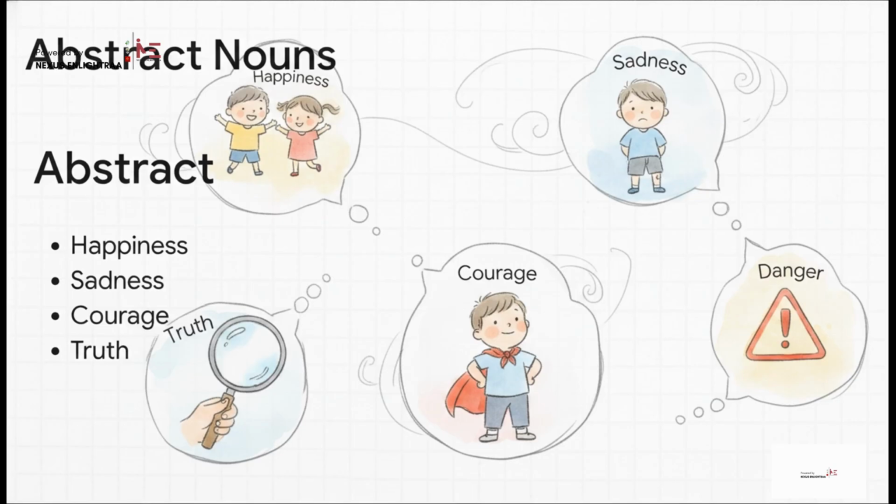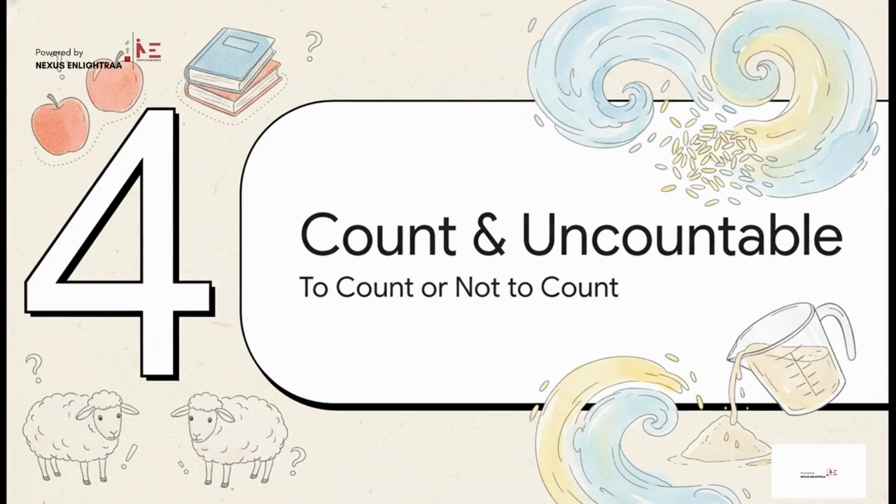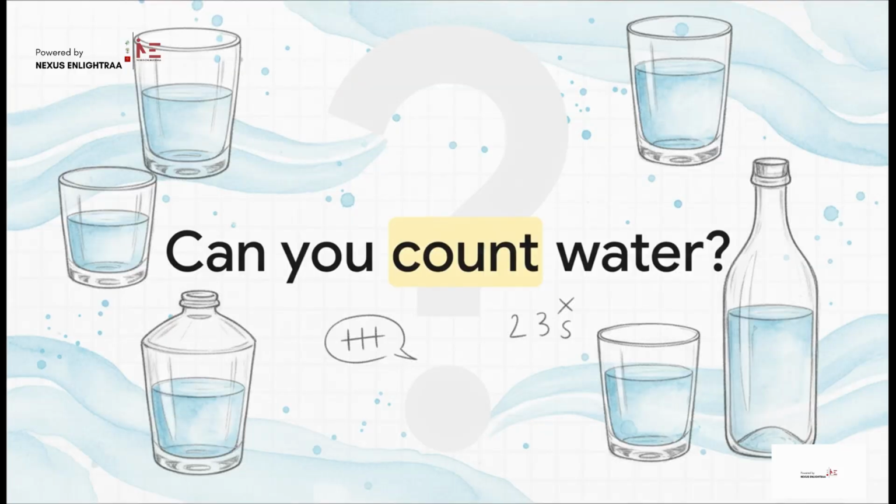Even though we can't put these things in a physical box, they are 100% real, and the words we use to name them are still nouns. Moving right along to Section 4, countable and uncountable nouns. To count or not to count? Here's a kind of funny question for you.